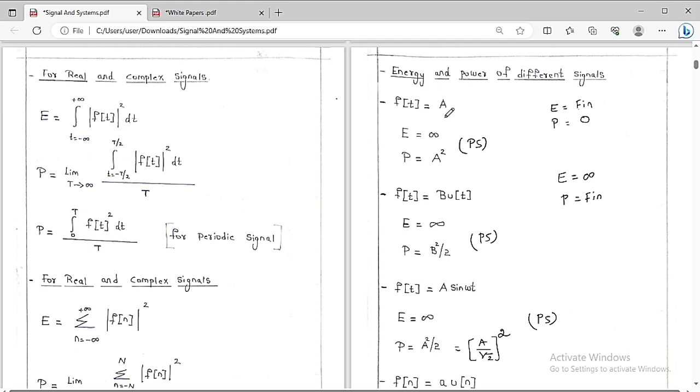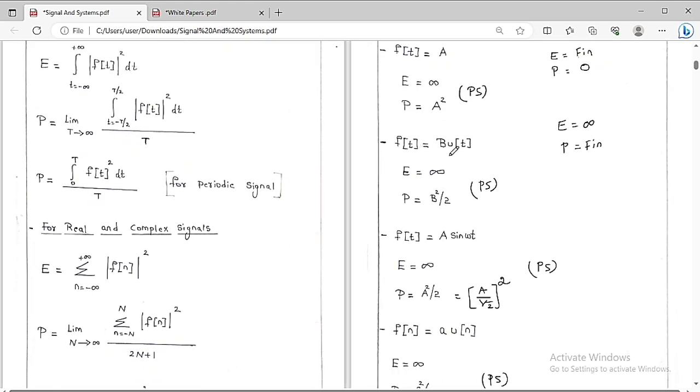Suppose the signal f of t is equal to a. From minus infinity to plus infinity, the signal has a magnitude of a for all time. Then its energy is equal to infinity and power is equal to a square. So we can see its energy is infinity and power is finite. So the signal is called a power signal.